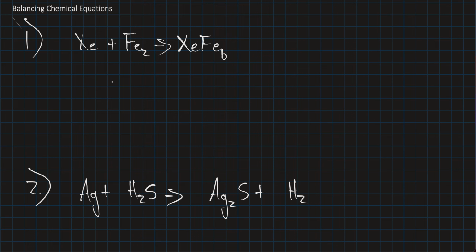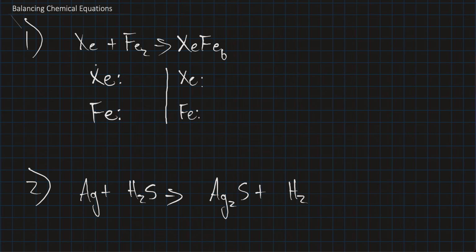The first step to balancing a chemical equation is to jot down the elements on each side. On the left-hand side, we know that we have xenon and also fluorine. Or sorry, not fluorine. I apologize if I've been saying fluorine this whole time. It's actually iron. So we have xenon and iron, and on the right-hand side, we also have xenon and iron.